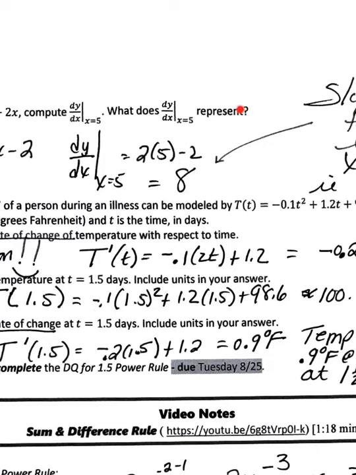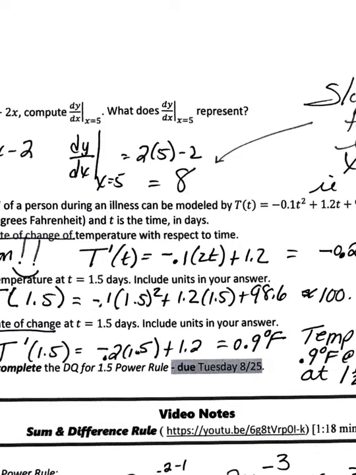Now what does it represent? Remember the derivative is the dy dx, evaluated at a given value. It's the slope of the tangent line at x equals 5. And that's the rate of change there, the instantaneous rate of change there.